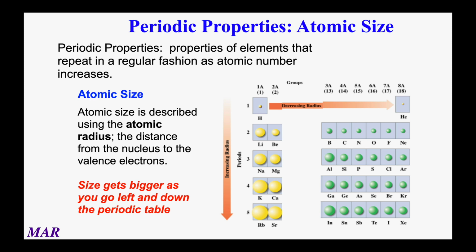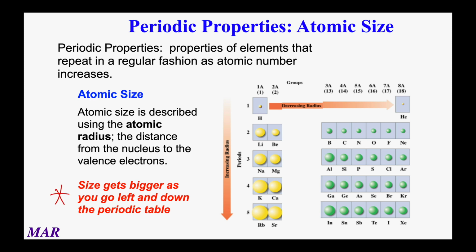And the picture on the right there has the relative sizes of the atoms. If you look at the green ones and the yellow ones, basically they're all getting bigger as you go left and down on the periodic table. And that's a pretty good trend. When it comes to all the elements on a periodic table, the sizes of the atoms get bigger as you go left and down. So this is the punchline.